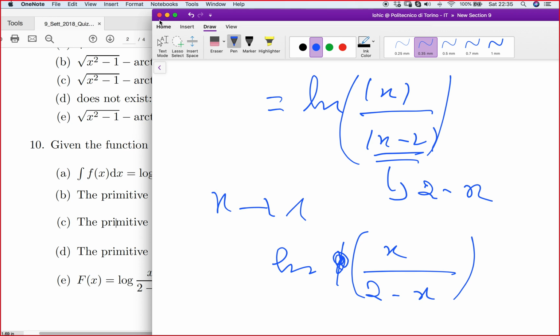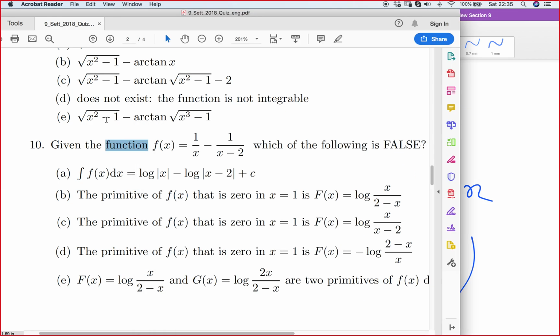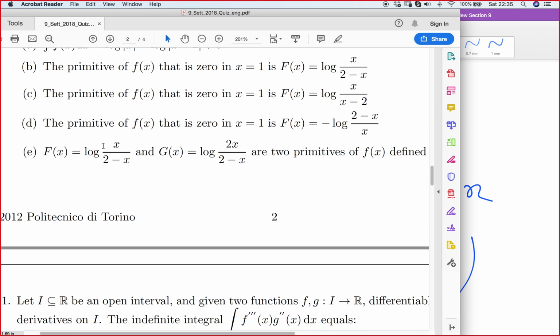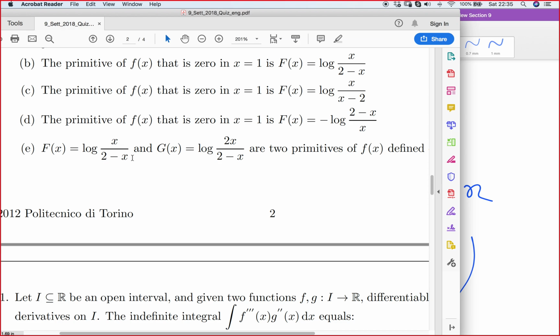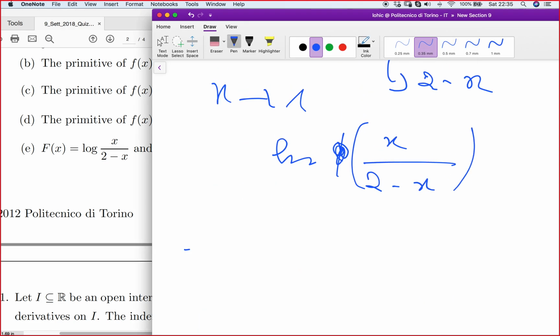Nice. So the one which is false is C, right? It's B. No, C, excuse me. So the answer is 10C.